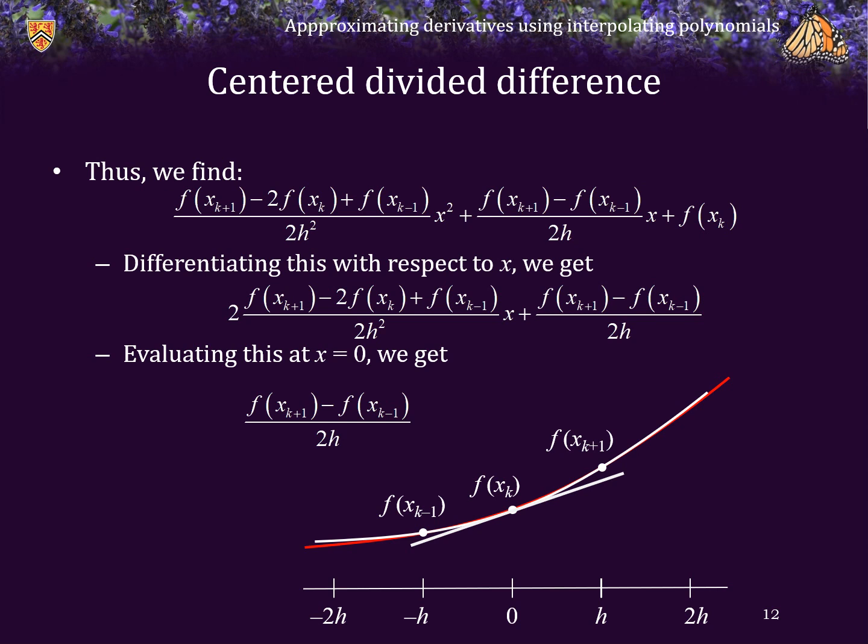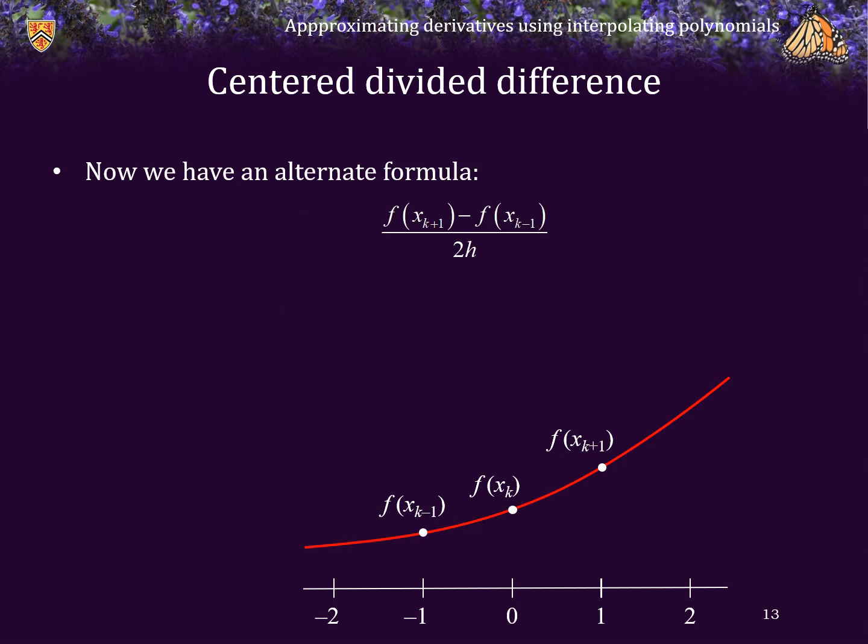So that slope is probably a good approximation of the slope at 0 in this case, and originally the point x sub k. All right, so now we have an alternative formula for the derivative, an approximation of the derivative. Note that this expression is also the same as saying f at x sub k plus h minus f at x sub k minus h all over 2h.